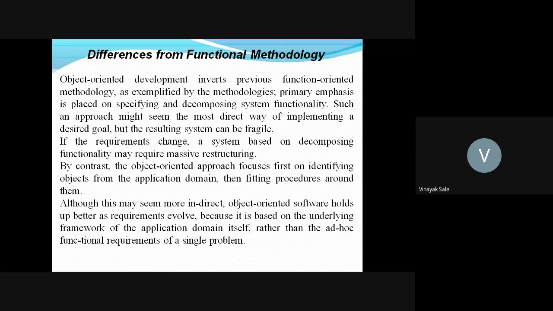By contrast, the object-oriented approach focuses first on identifying objects from the application domain, then fitting procedures around them. Although this may seem more indirect, object-oriented software holds up better as the requirements evolve, because it is based on the underlying framework of the application domain itself rather than the ad hoc functional requirements of a single problem.